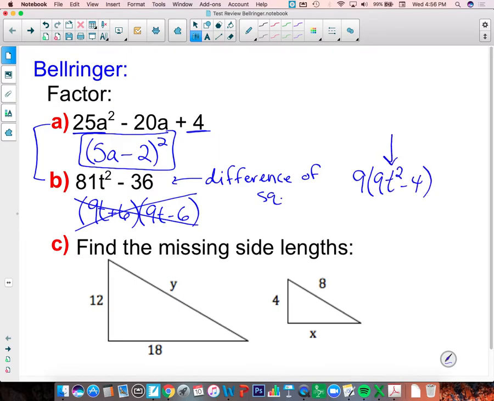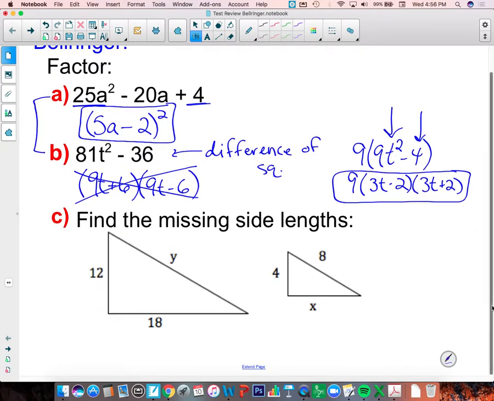This is the one we want to do over here. So I forgot to take that 9 out. All right. You should see though that I have two perfect squares still. So it's going to be 9(3t - 2)(3t + 2), all right? So those of you guys that caught that the first time, good job. My mistake. All right, down here we did this stuff yesterday.